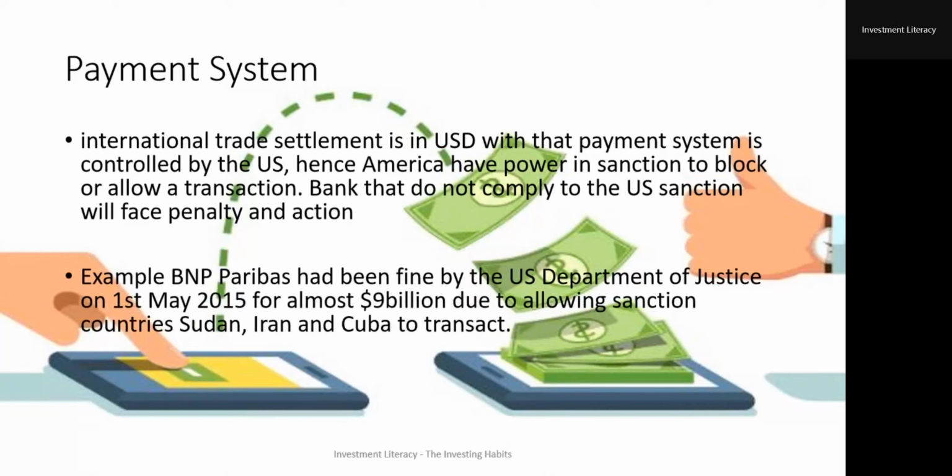And BNP Paribas was fined by the US Department of Justice in May 2015 for almost 9 billion dollars for allowing sanctioned countries, Sudan, Iran, and Cuba, to transact. They were sentenced to 5 years probation, and forfeited $8.8 billion and $540 million.